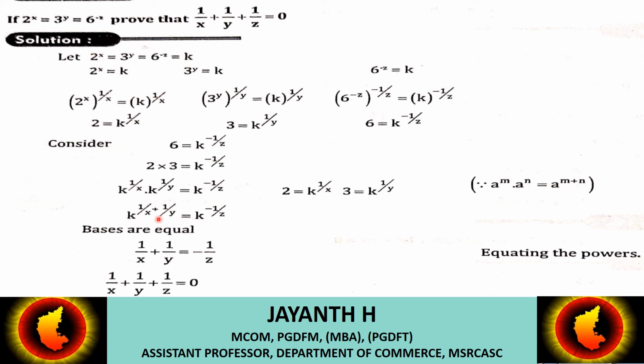So once again, as you have the same base, powers can be added. k to the power 1 by x plus 1 by y is equal to k to the power minus 1 by z. So now all the bases have become equal. Here also you have k, and here also you have k. 1 by x plus 1 by y is equal to minus 1 by z. So when this RHS comes to LHS, 1 by x plus 1 by y plus 1 by z is equal to 0. So this is how powers will be equated, and finally you have proved 1 by x plus 1 by y plus 1 by z is equal to 0.